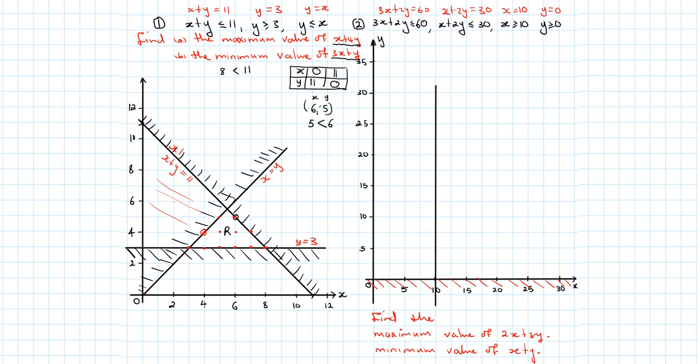Now, which side do we shade? The left hand side. We shade the left hand side. Why? Because x is less than.